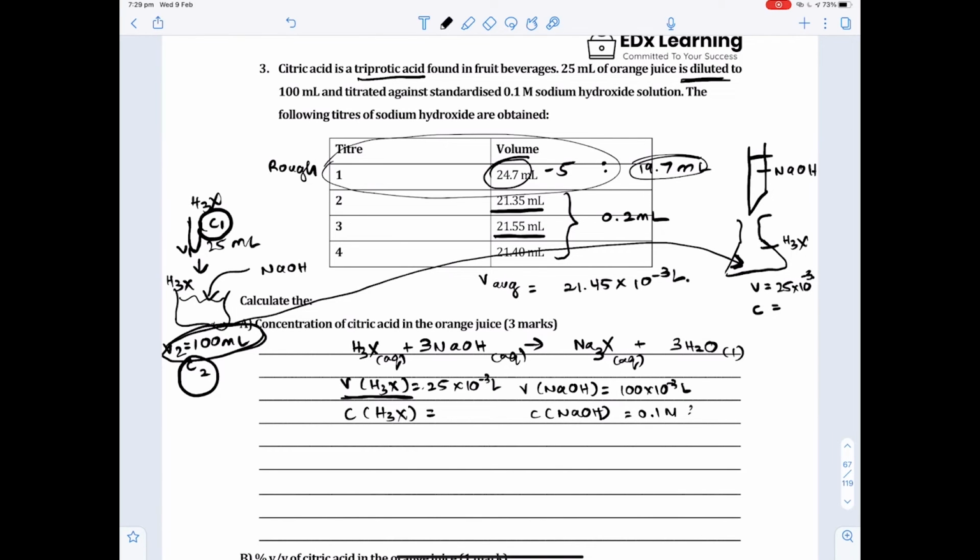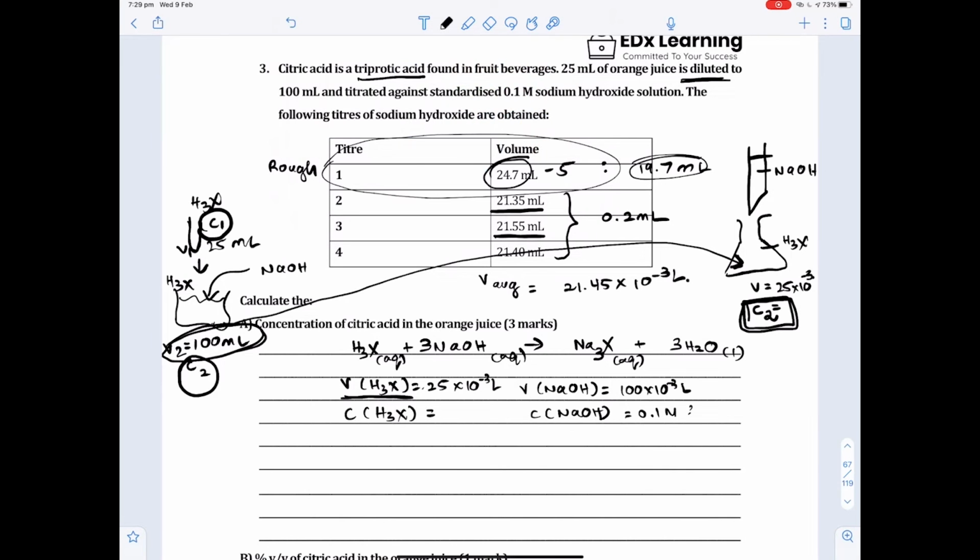C2. Does everyone agree? There hasn't been a dilution. When you take 25 ml of 100 ml solution, you take less moles because the volume is tinier, but the concentration is always constant. So when you do your titration calculations, everyone, you'll be finding C2, and then you'll be working backwards to find C1. Does that make sense?